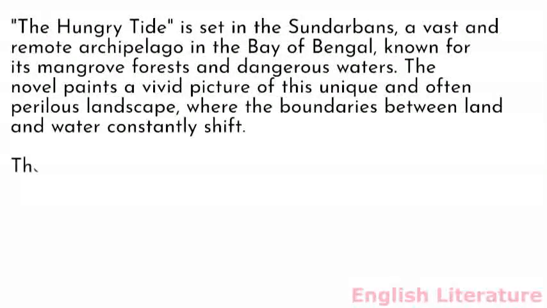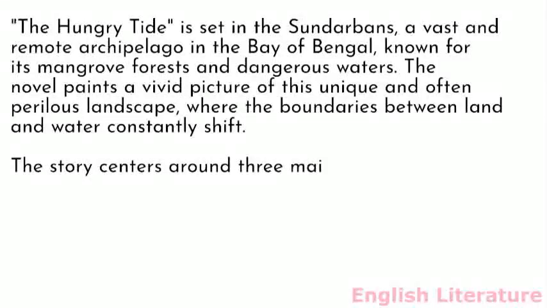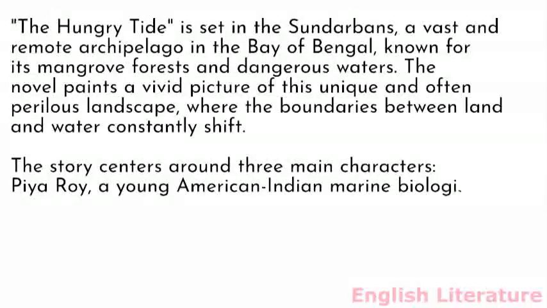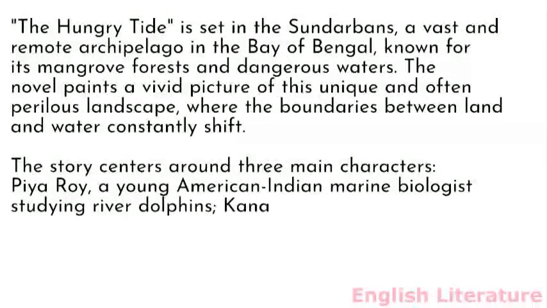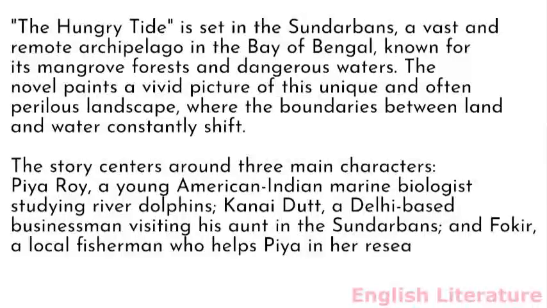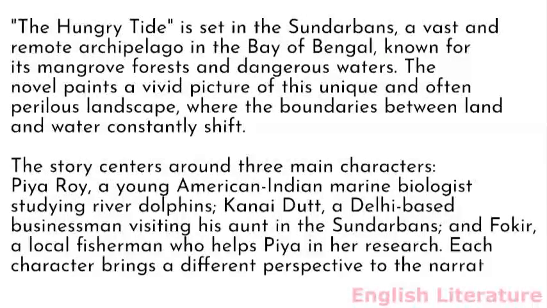The story centers around three main characters: Pia Roy, a young American Indian marine biologist studying river dolphins; Kanai Dutt, a Delhi-based businessman visiting his aunt in the Sundarbans; and Fokir, a local fisherman who helps Pia in her research. Each character brings a different perspective to the narrative.